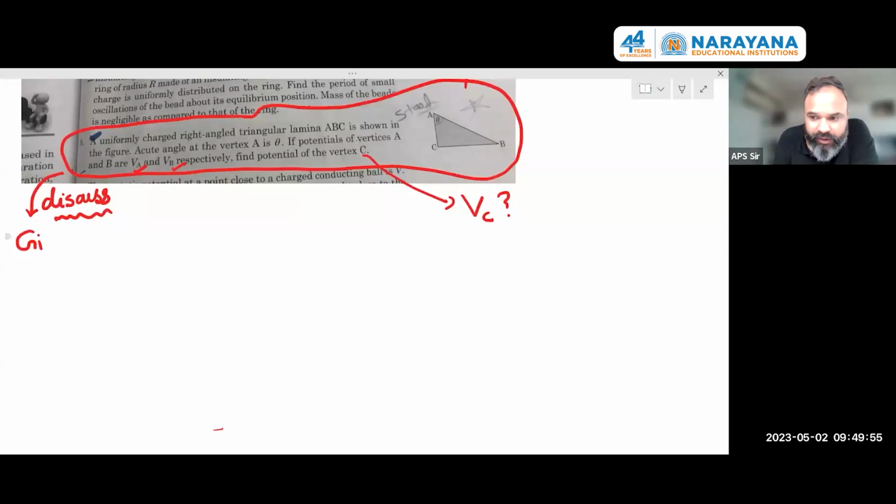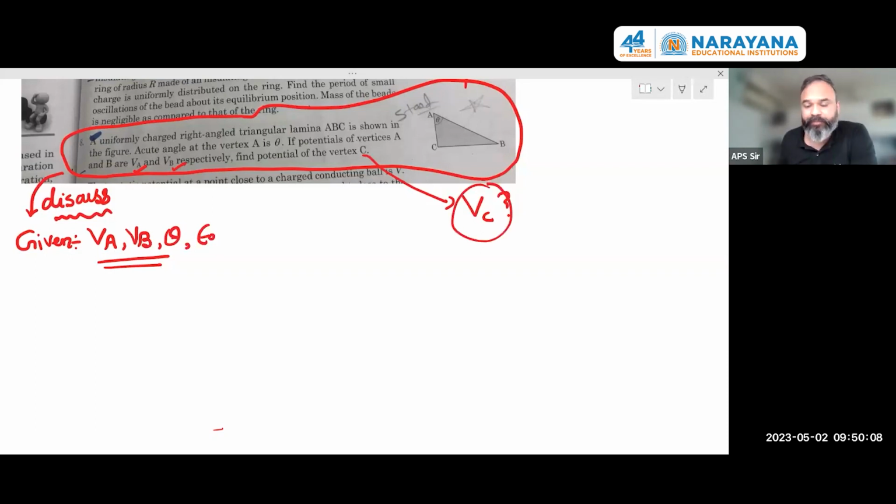And what is given in the problem? Given VA, given VB, given theta, these three things are given, and obviously epsilon naught is a constant. Can you write VC in terms of this? Take a minute, just think.